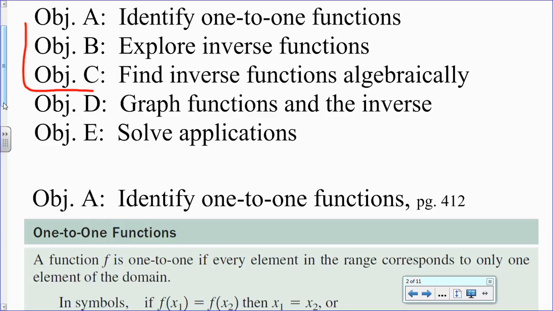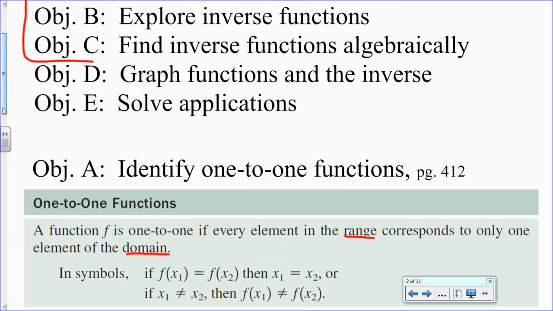So a one-to-one function is where every element in the range corresponds to only one element of the domain. So range, domain. So that is the opposite of what a function says. A function says every element in the domain corresponds to only one element of the range.